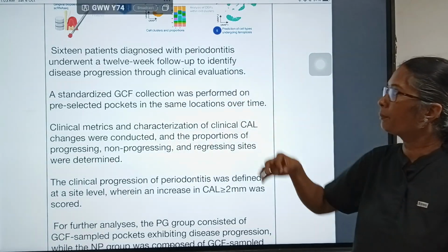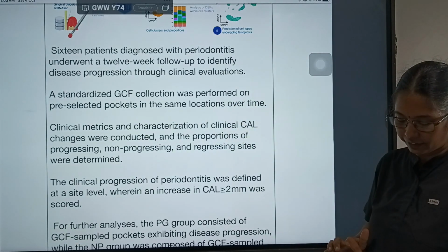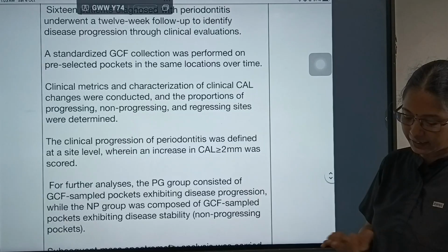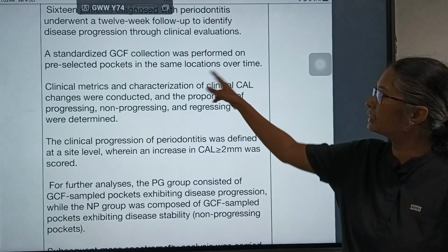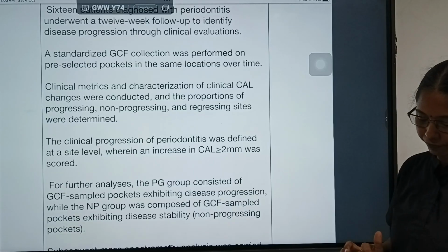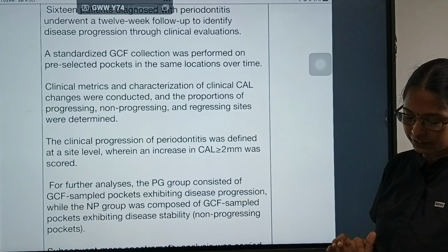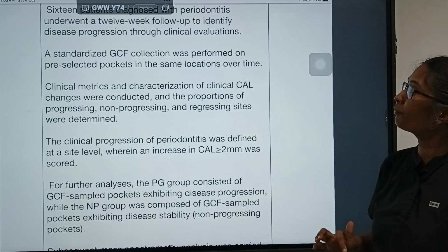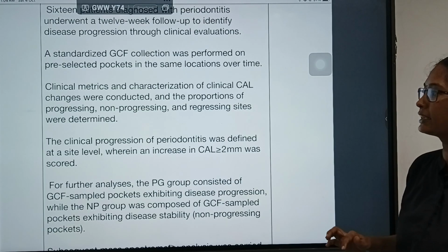Clinical evaluation is the probing depth. And standardized GCF collection was performed on pre-selected pockets in the same location over time. So they collected the GCF from the same location. The clinical metrics and characterization of clinical attachment loss changes were conducted, and the proportions of progressing, non-progressing and regressing sites were determined.